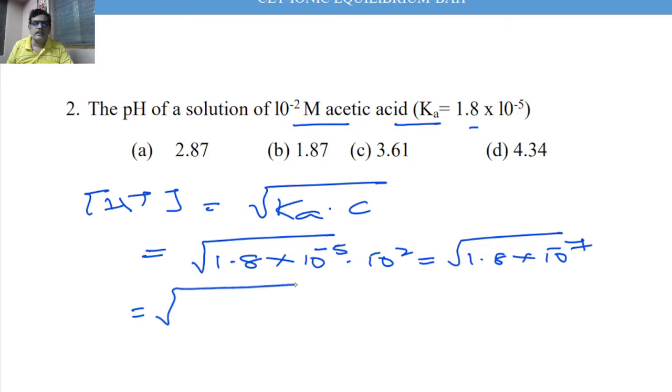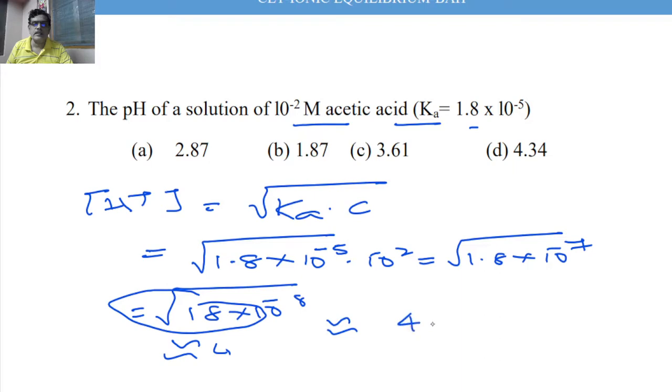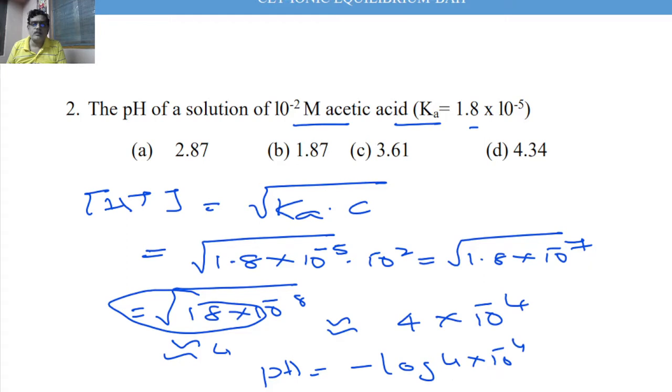So that comes to 1.8 into 10 to the power of minus 7. So we may take this as 18 into 10 to the power of minus 8. Square root of 18 will be close to 4. So this can be approximated as 4 into 10 to the power of minus 4. You cannot go on doing it very accurately in competitive exams. Therefore, pH of the solution will be negative logarithm of 4 into 10 to the power of minus 4. Therefore, this will be 4 minus log 4.